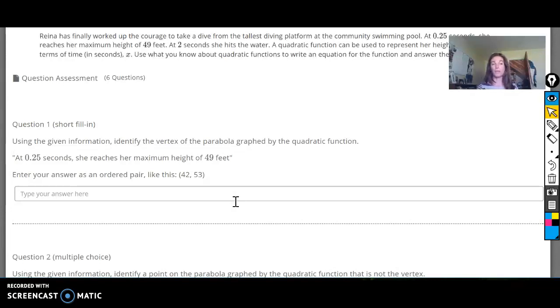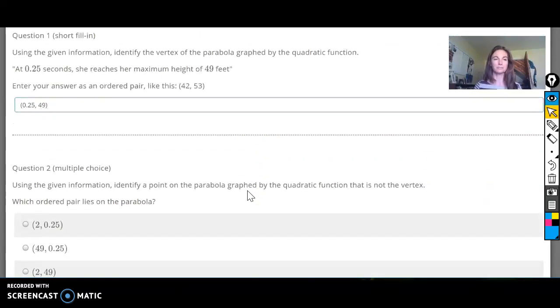So what they told us is that at 0.25 seconds, she reached her max height. When we're dealing with a parabola, the vertex either happens at the max or the min. And so we can tell here that our maximum is happening at an x value of 0.25 and a y value, or a height, of 49 feet. So that is the vertex of our parabola. All right, pretty easy start.